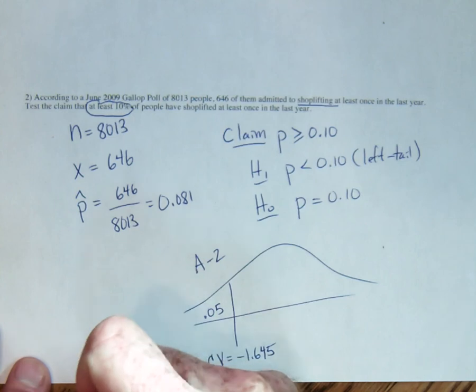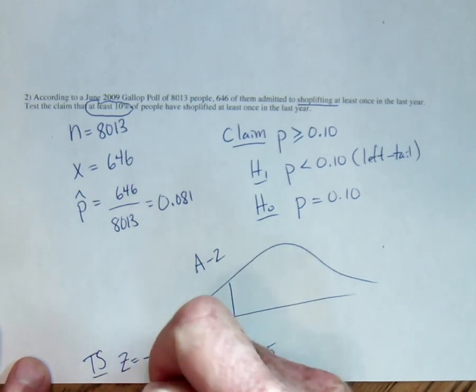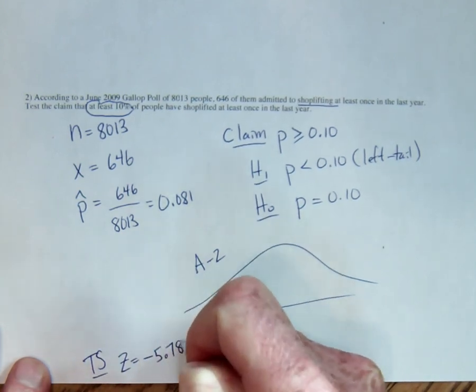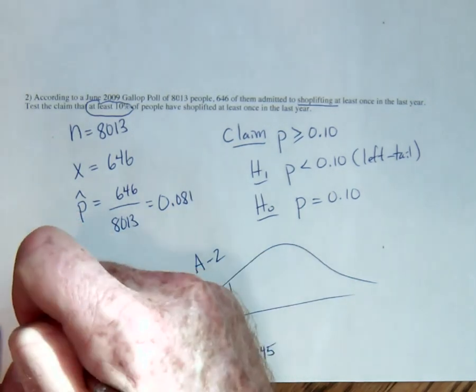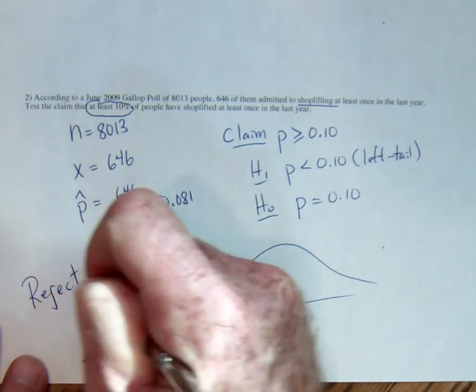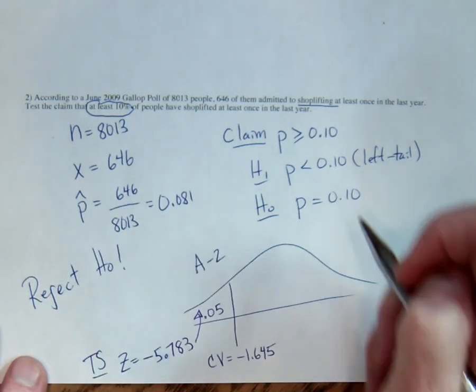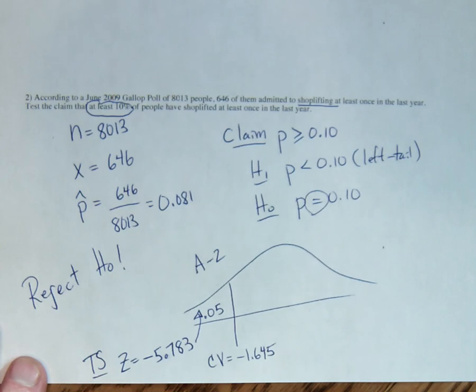So the test statistic, z equals negative 5.783, which lands way over here to the left, which means we actually did prove something. So reject H sub O. So we're rejecting whoever said it's equal to 10%. Because it landed to the left, it's actually less than that. So it's actually less than 10%.